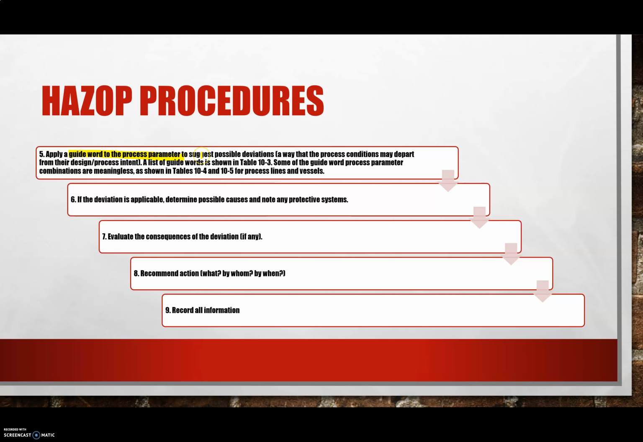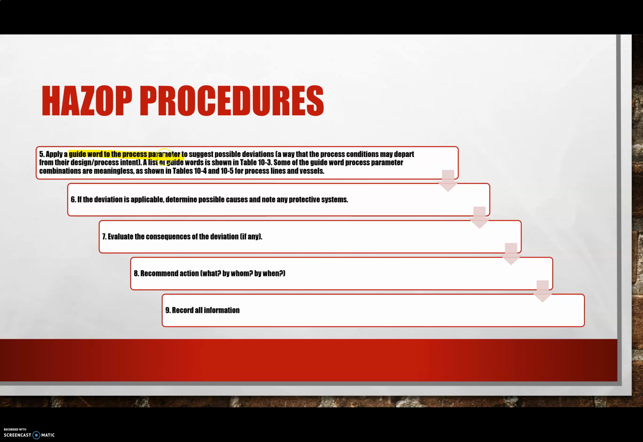This guide word functions to suggest possible deviations. It will guide you to detect how a possible hazard could occur, in a way that process conditions may depart from their design, deviating from the intended process. In other words, this guide word will help you find the possible faults in your process.